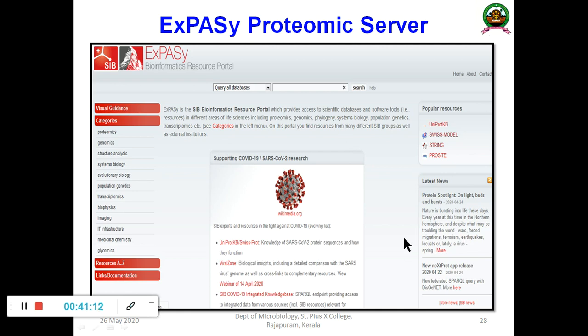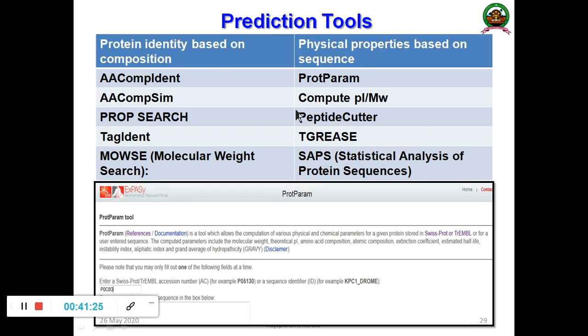What is happening to the world currently? Today, what has happened? You will be able to see such information by referring to the bioinformatics databases and the tools. By looking at this, you can see, and I told you there are two important approaches: protein identity based on composition, and the physical properties based on the sequence. There are a lot of bioinformatics tools.